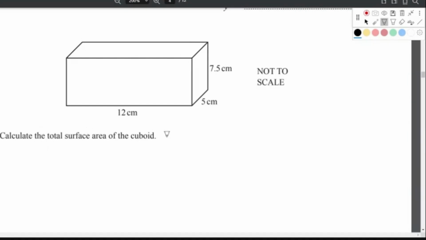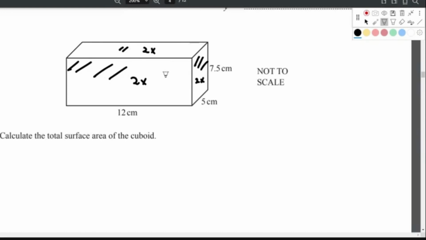Okay, calculate the total surface. Now, total surface area means you have to calculate each of the surface area, right? So how many sides does this cuboid have? 6 sides, isn't it? So each side's area must be calculated. So this part here we have 2, right? Front and back. Now this part here we have 2, and the bottom and top part we have 2.